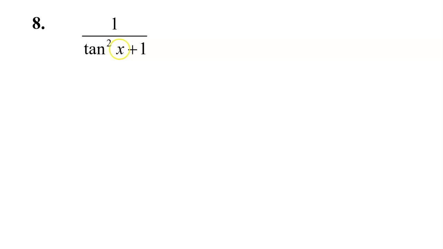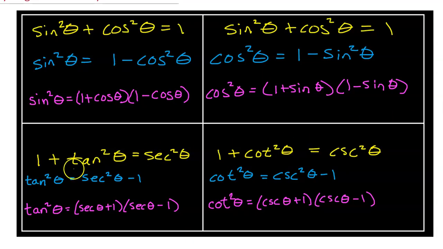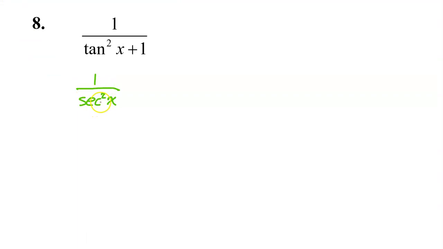On number 8, tangent squared plus 1 is one of our Pythagorean identities. Tangent squared plus 1 is secant squared. But the reciprocal of secant is cosine. So that's it for number 8.